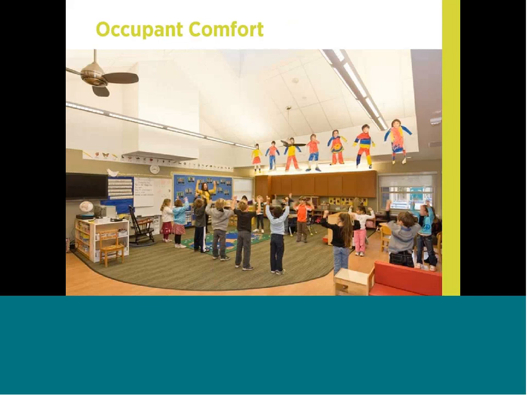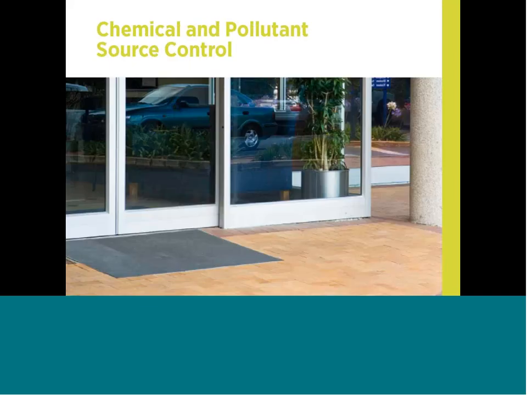Occupant comfort is a critical component to your program because it can facilitate or hinder student and staff attention, mood, and learning. Areas to pay attention include heating and cooling, as well as lighting and glare control on windows. A chemical and pollutant source control policy can be included to limit the introduction of dust, dirt, and other air pollutants into the building from the outset.